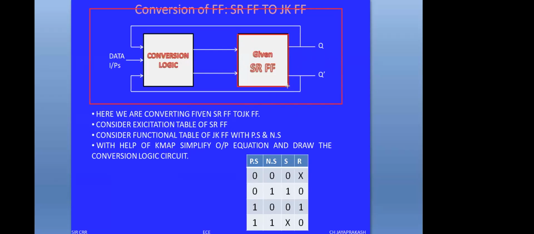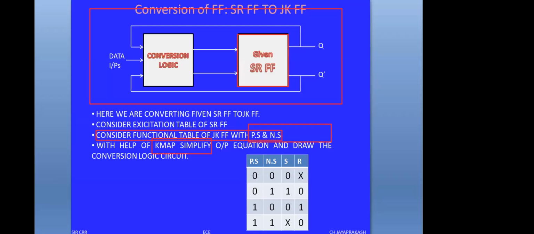Writing the SR flip-flop excitation table on the side as rough work, with reference to that we consider the functional table of the JK flip-flop with the present state and next state. Then, with the known present state and next state, we write the input combinations for S and R. After that, you have to find the equations for S and R with respect to the K-map, and realize them.